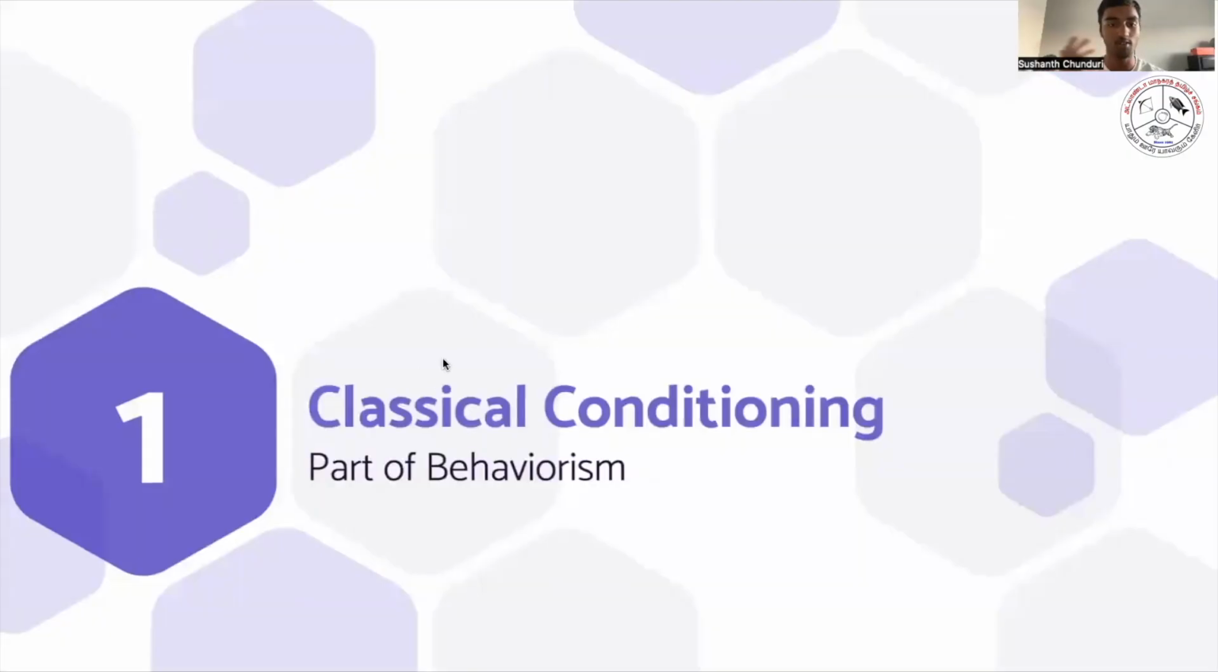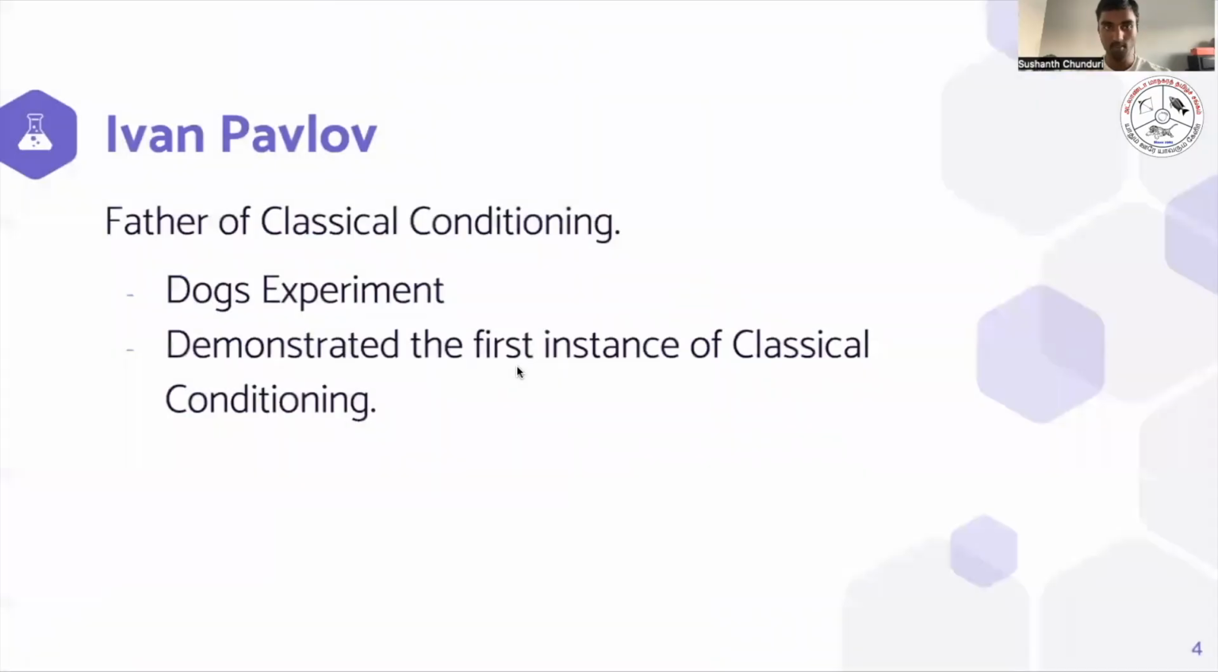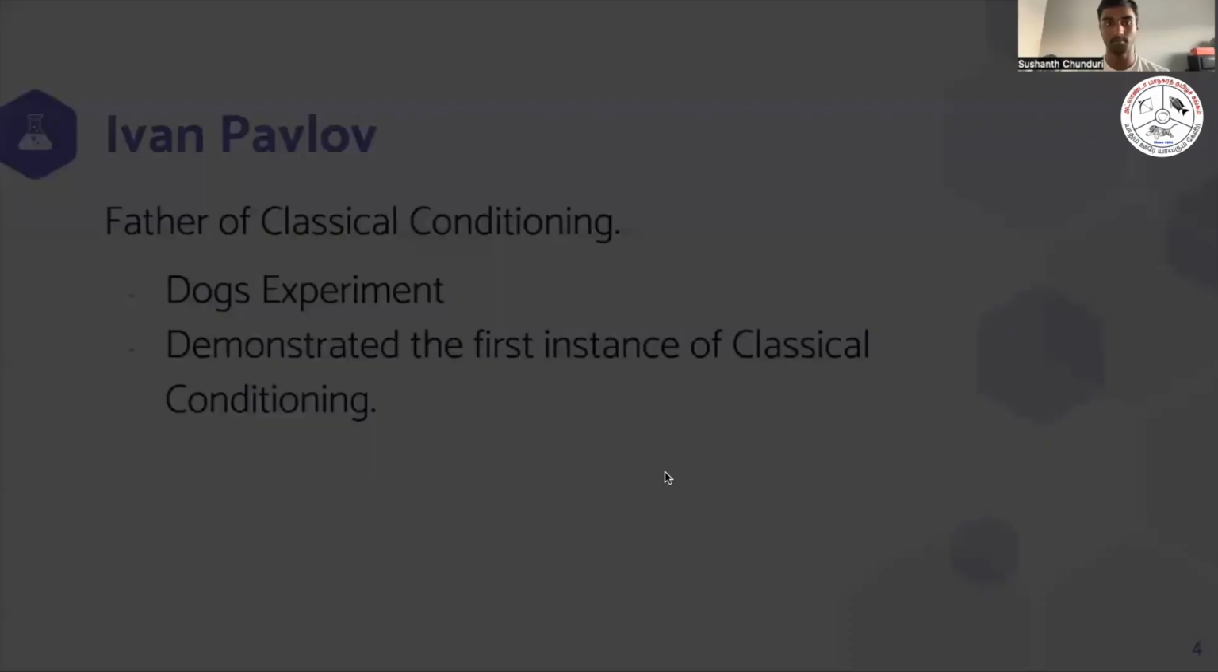So let's talk about classical conditioning. This is one, if you remember from our first unit video, this is about behaviorism. This is a way that you can control behaviors. So let's talk about Ivan Pavlov. He is the father of classical conditioning, and he had his dogs experiment where he accidentally conditioned dogs to respond to the sound of a bell. And they started to salivate whenever he sounded that bell, because they expected food. So he demonstrated that first instance of classical conditioning.